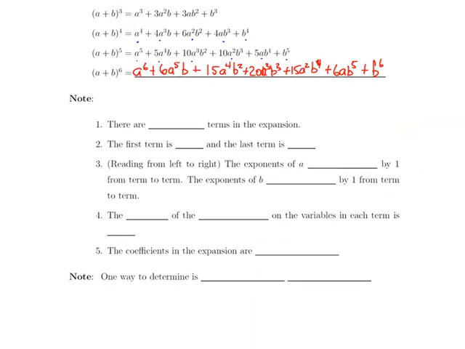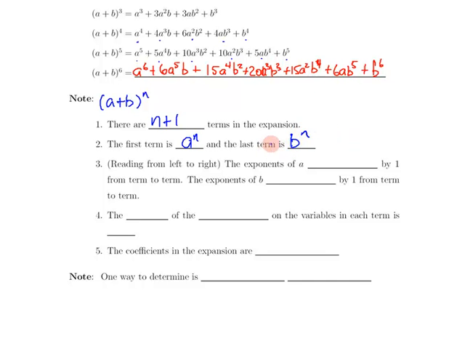The first thing to note is that there are n plus 1 terms in the expansion, where n is the power. How many terms did I have? 1, 2, 3, 4, 5, 6, 7. In the previous one I had 6, the previous one before that 5, 4, and so on. It's n plus 1. The first term is a to the n. The last term is b to the n.